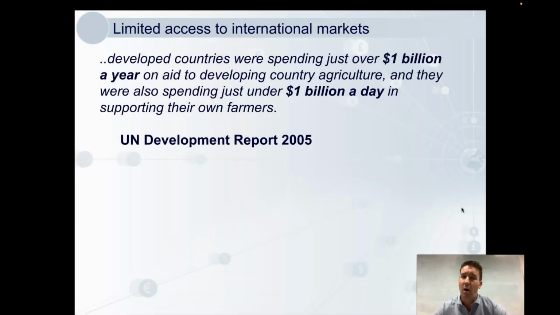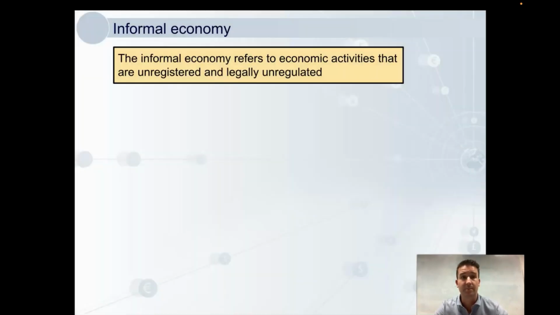Here's an example. This is pretty old, but still largely true. Developed countries were spending just over $1 billion a year on aid to developing country agriculture, but at the same time, they're spending $1 billion a day supporting their own farmers. So it makes it pretty hard for the developing country farmers to catch up, if you think about it. The informal economy can be quite the problem.